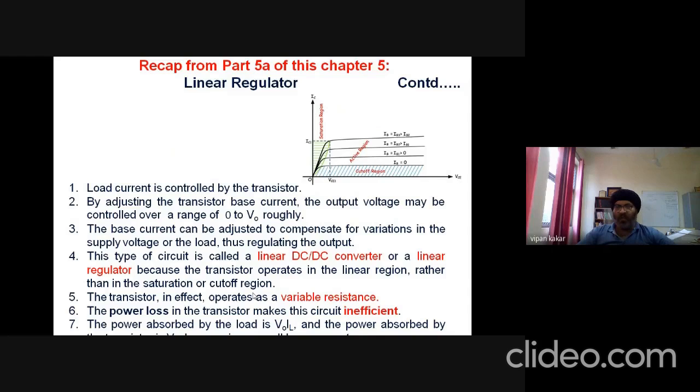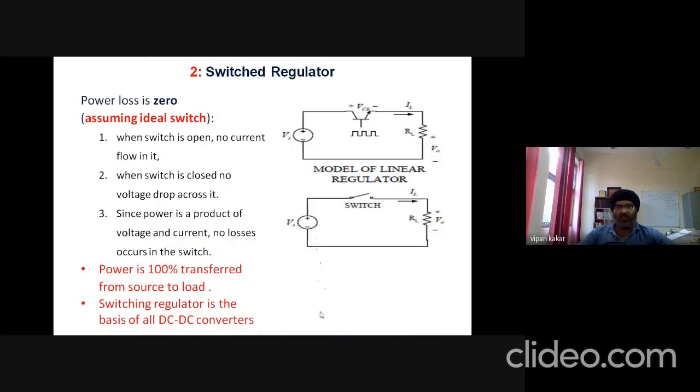So we have to come up with an alternative which can give us higher efficiency, an efficient regulator, where we can have the lowest power loss, or as low as possible, to increase the efficiency. So let's start with the switched regulator.